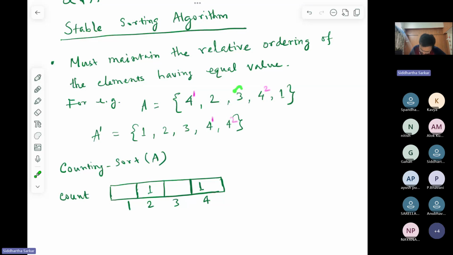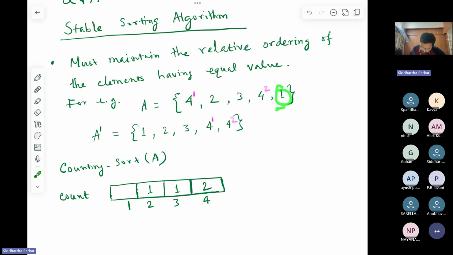Then it checks the third number, it is 3. It goes to index 3, there is one occurrence of 3. Again, it finds that there's another 4. Then it updates the number of occurrences of 4. It says, okay, now I have seen 2 occurrences of 4.